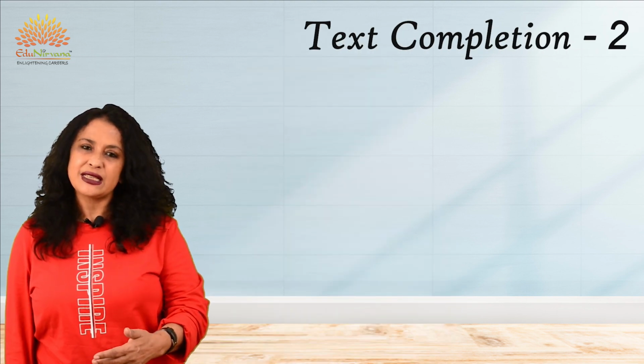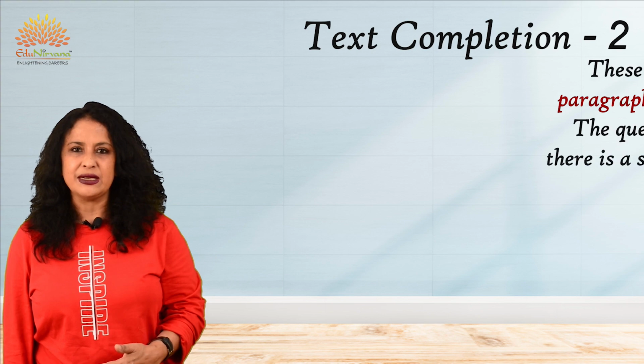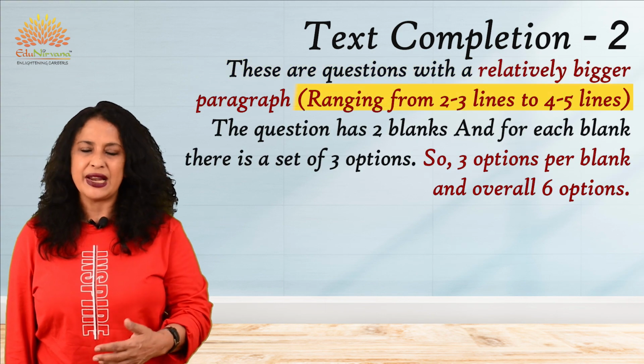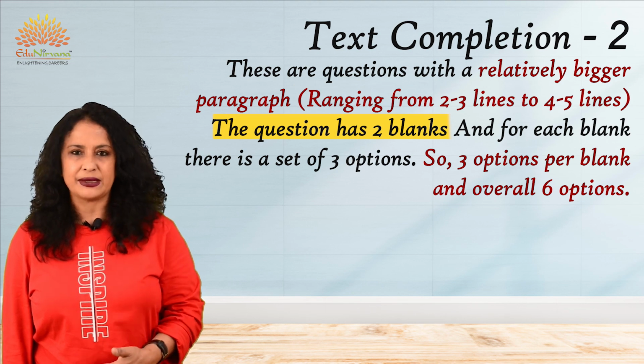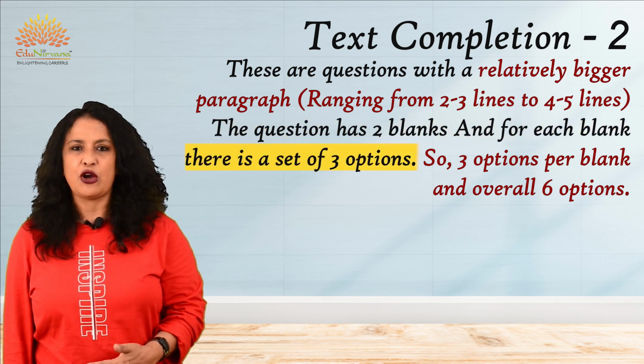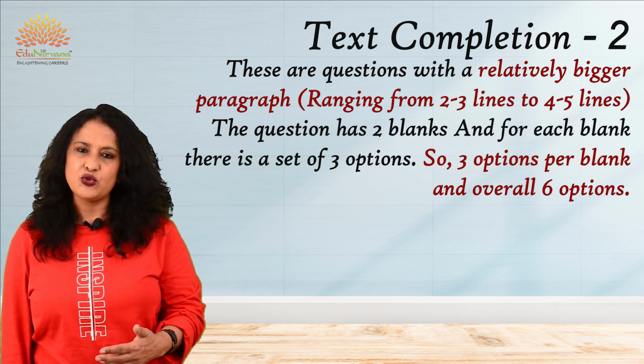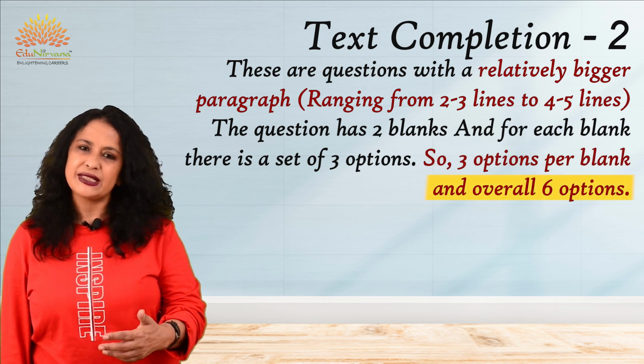As far as text completion questions with double blank are concerned, these are questions with a relatively bigger paragraph, ranging from 2 to 3 lines to 4 to 5 lines, with double blanks. And for each blank, there is a set of 3 options. So 3 options per blank, out of which you have to choose just one. And overall, there are 6 options.